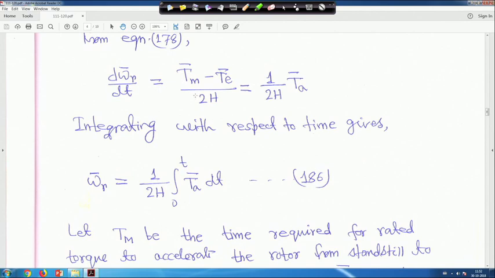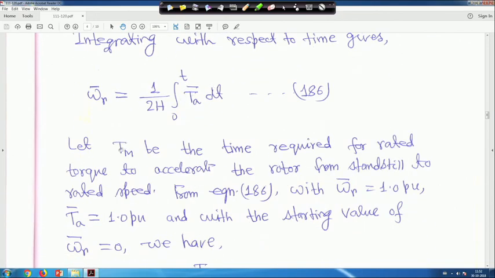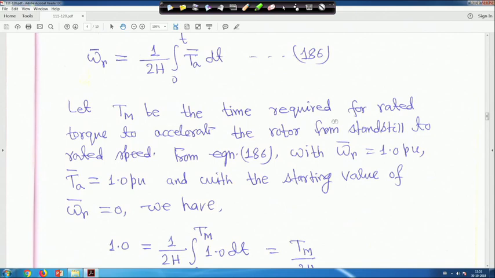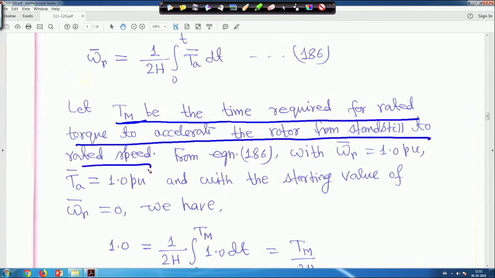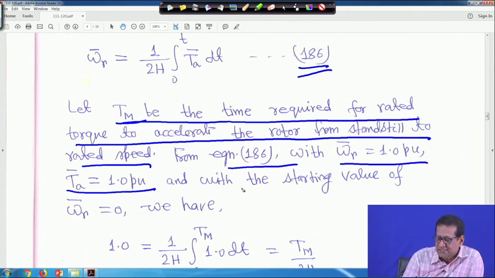Now, this is some rough calculation of the mechanical starting time. Let T m be the time required for rated torque to accelerate the rotor from standstill to rated speed. Now, from equation 186, with omega r bar equal to say 1 per unit and T a bar equal to 1.0 per unit, and with the starting value of omega r bar equal to 0, the initial value is 0.